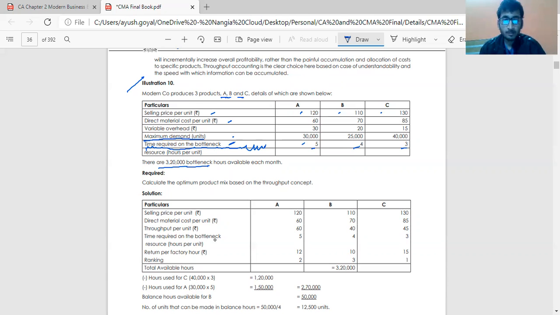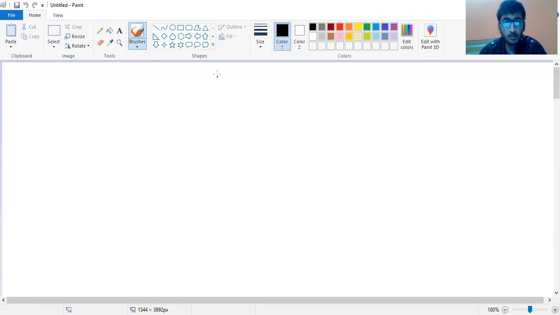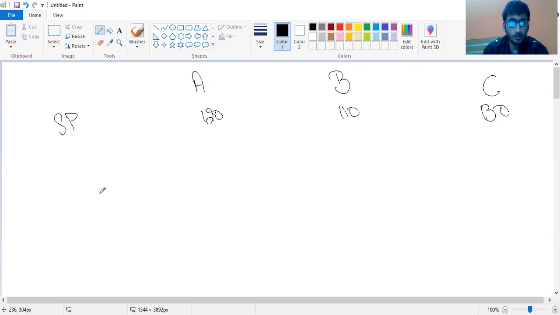So we have already read the details. Let's write it down. We have to evaluate 3 products: product A, product B and product C. First is selling price. Selling price of product A is 120, for this it is 110, and for this it is 130. What is the material cost? Material cost is variable cost because it is given on a per unit basis. It is 60, 70 and 85.